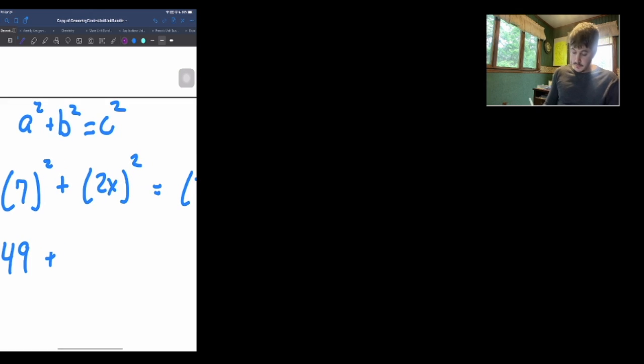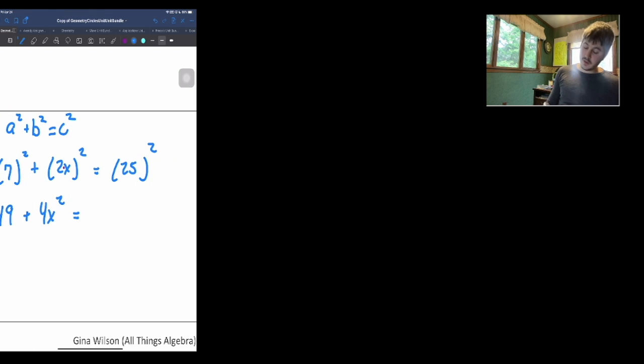So 7 squared is 49 plus 2x squared, so you have to square each thing in the parentheses individually. It's because it's 2x times 2x, and if you see it written like that, it probably makes a lot more sense. 2 times 2 is 4. x times x is x squared. So it's 4x squared equals 25 squared, which is 625, or 25 times 25.